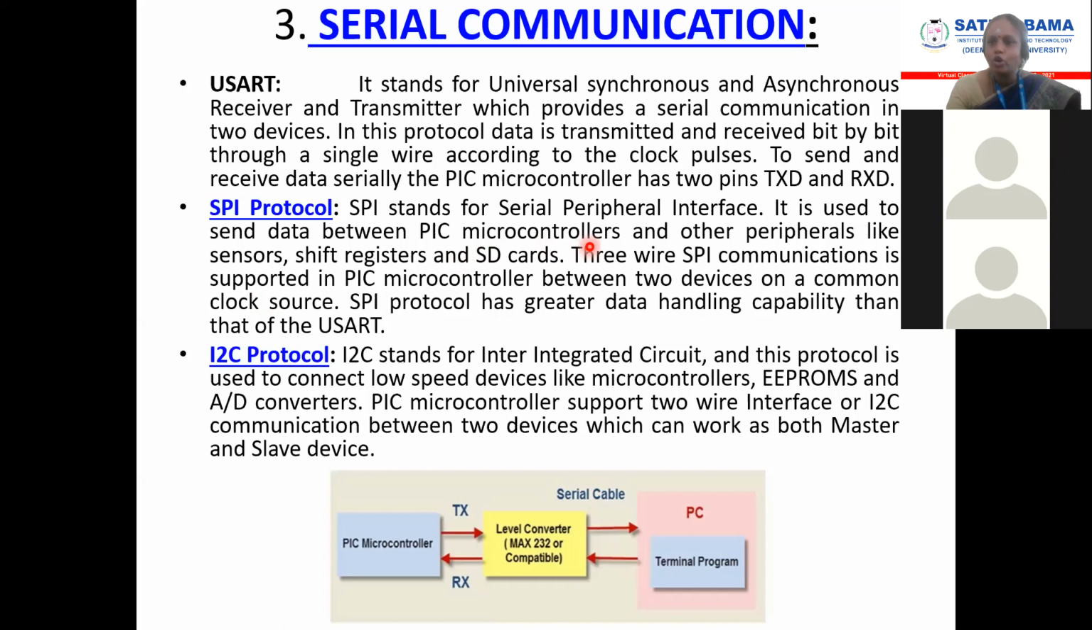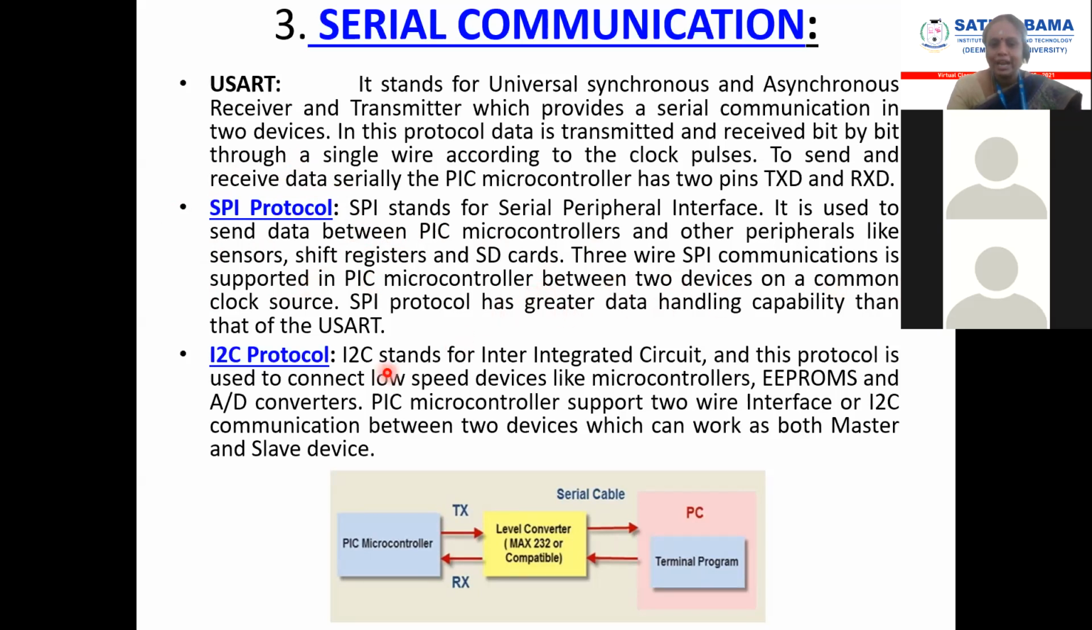Even, as I told you, in automobiles the SPI protocol and the CAN protocol are very popular. To communicate between each and every device, communication protocols are very important. If I want to send data between the microcontroller, sensors, shift register or SD card, the SPI protocol is there. This is a 3-wire SPI communication.